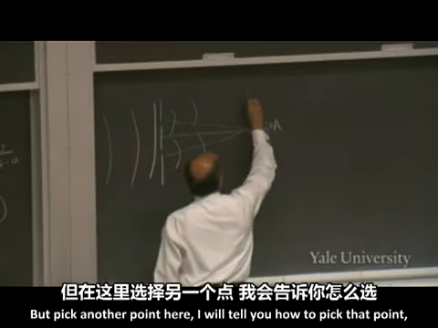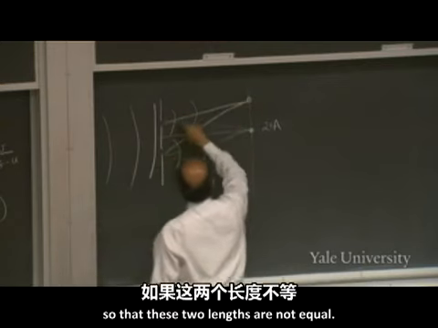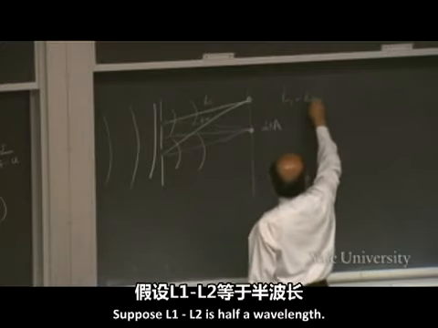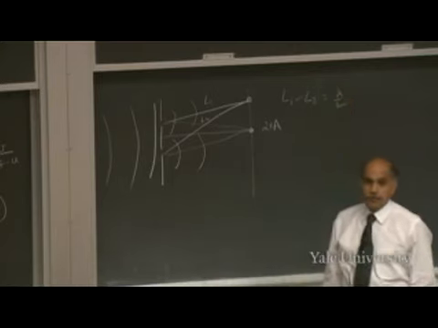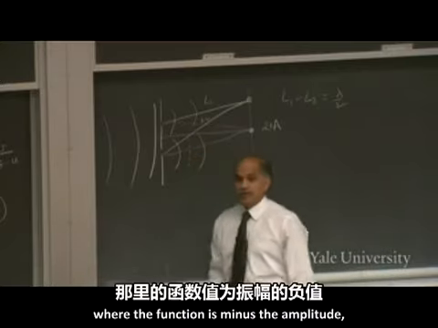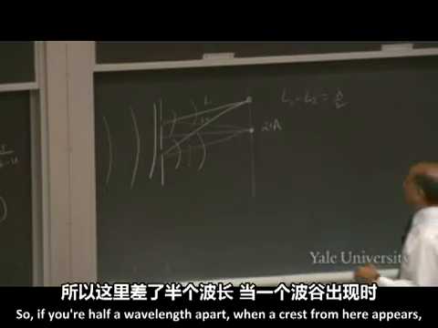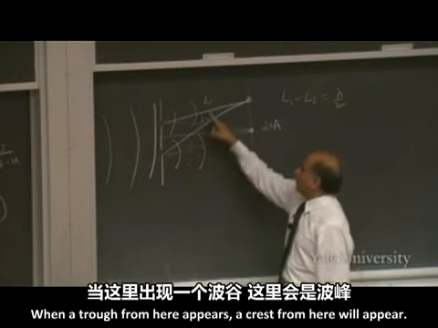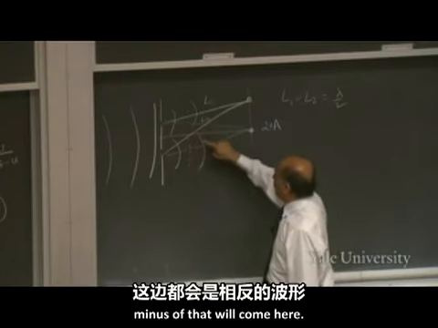But pick another point here. I will tell you how to pick that point so that these 2 lengths are not equal. So let's call that length L1 and length L2. Suppose L1 minus L2 is half a wavelength. As you know, between every 2 crests, there is a trough where the function is minus the amplitude. At the crest, it's equal to plus the amplitude. So if you're half a wavelength apart, when a crest from here appears, a trough from here will appear. When a trough from here appears, a crest from here will appear. In fact, at every instant, whatever comes here, minus of that will come here.